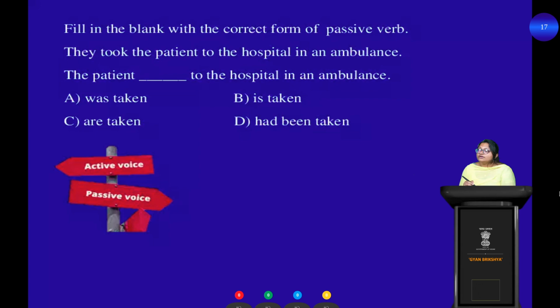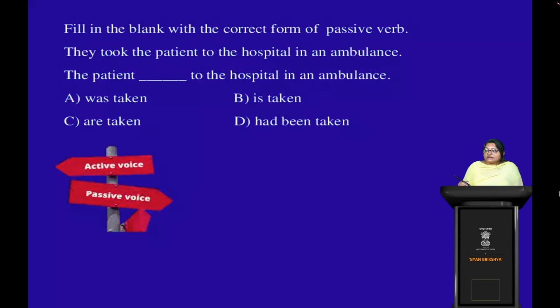All right, look at all the four options carefully. They took the patient to the hospital in an ambulance. So the patient dash to the hospital in an ambulance. Yes, so which is the correct option? Very good. Option A. The patient was taken to the hospital in an ambulance. Okay, so the patient was taken. Option A. Clear? Okay, now moving ahead, let's look at the table again.